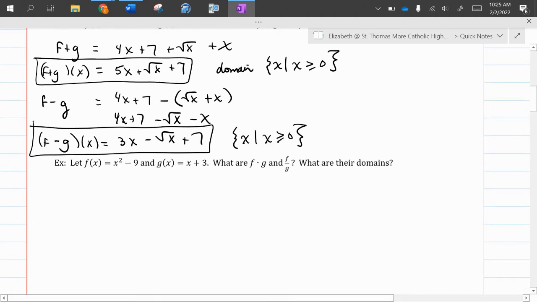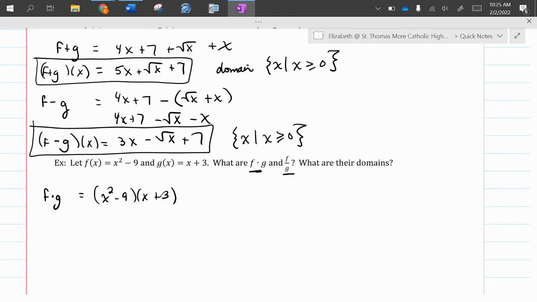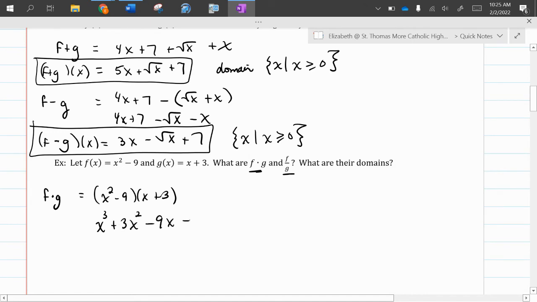All right, now we're going to multiply and divide. Let f of x be x squared minus 9 and g of x be x plus 3. First we're going to find f times g, and then we're going to find f divided by g. So f times g is x squared minus 9 times x plus 3. Since these are both polynomials, we know how to multiply them together. We'll do FOIL here. First, outer would be 3x squared, inner, and then last. And we don't have any like terms. So here is f of x times g of x, or f times g.